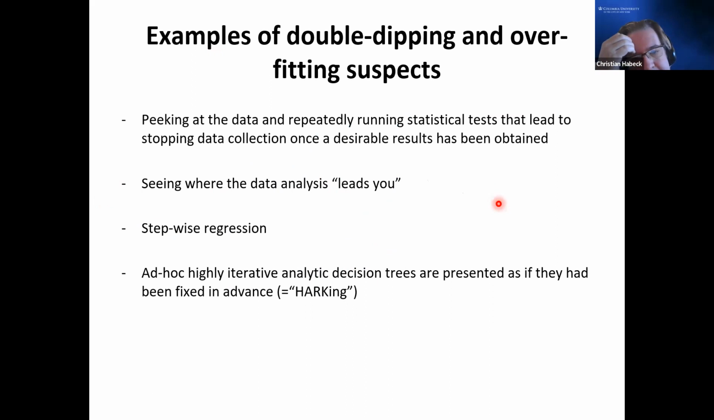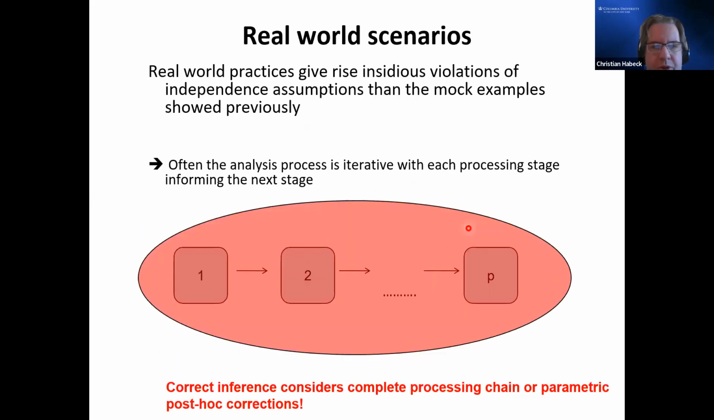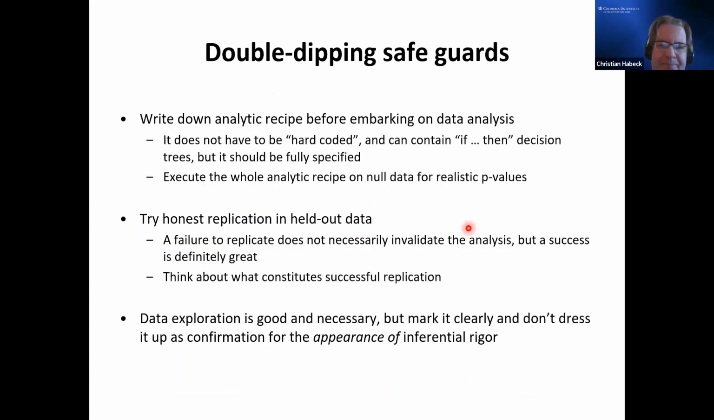Okay. So here are some examples. Don't peek at the data. It's very easy to sort of fool yourself, to see where the data leads you. Don't do things iteratively. It's always good to write down your analytic recipe beforehand, and then also think about what would contribute good replication, right? Then data exploration, as I said, is a good and necessary thing, but be clear when you are exploring and maybe set aside some portion of the data where you can replicate or validate, right?